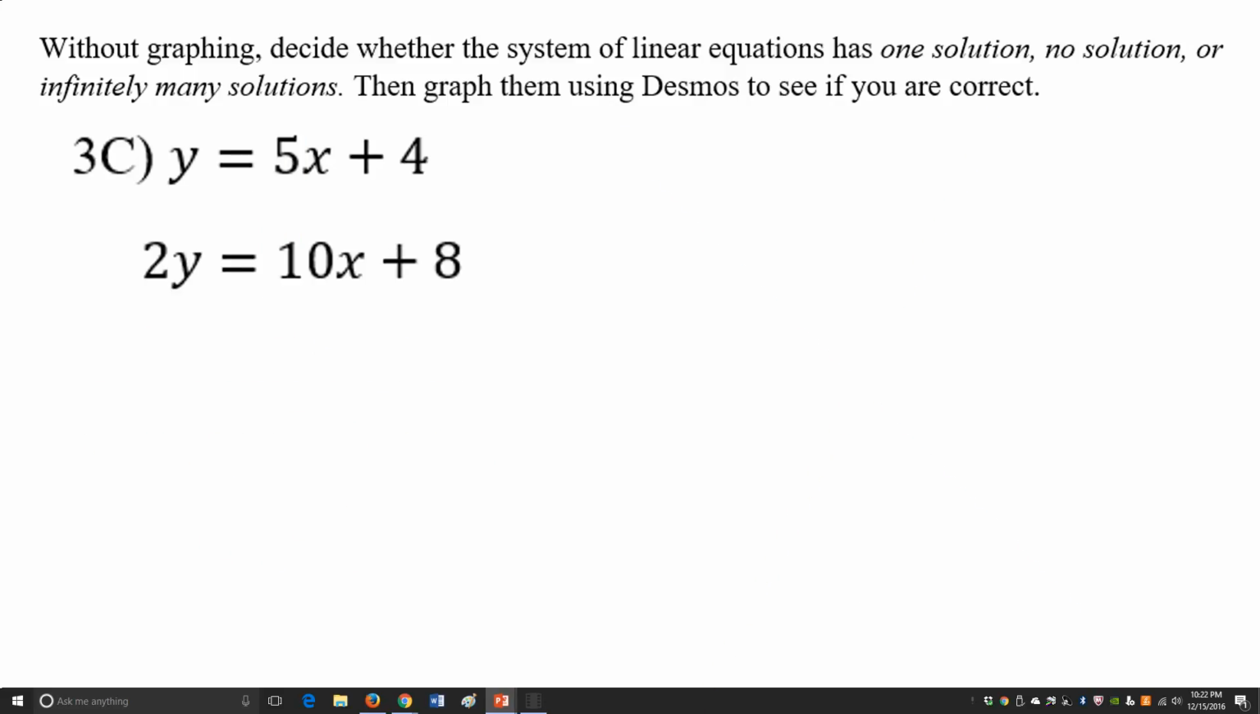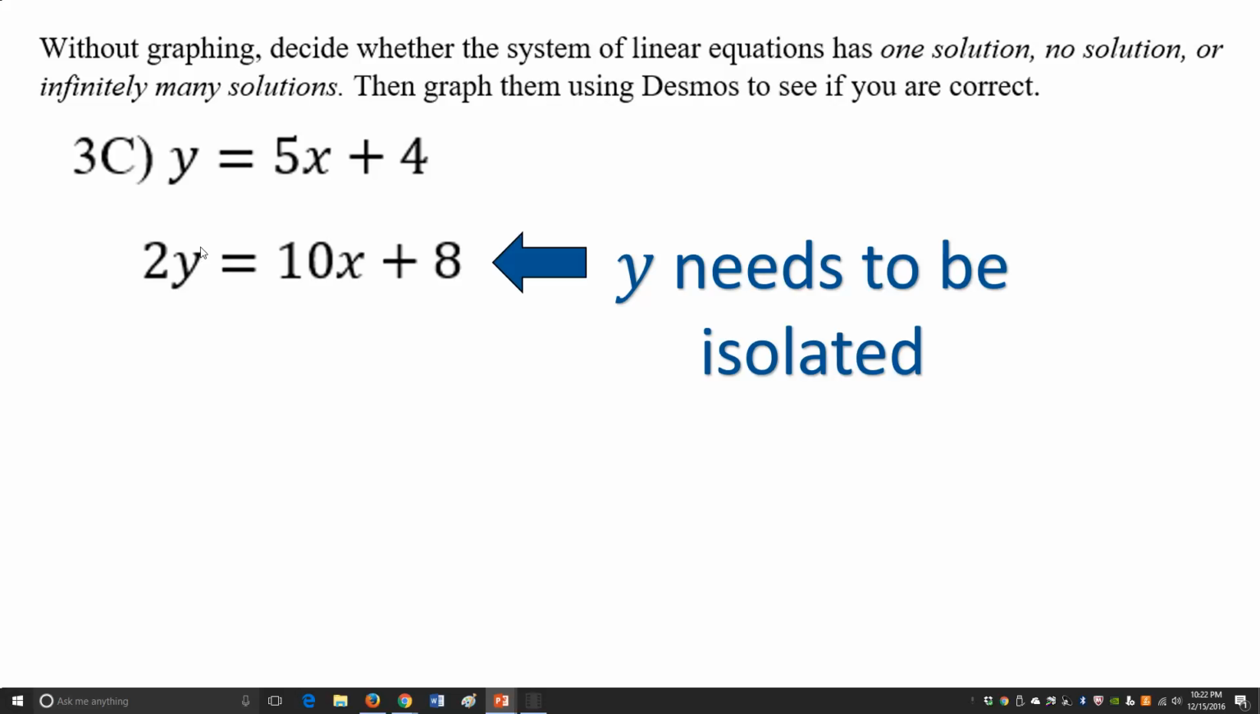3c, think about what you probably should do first. If you don't isolate y on the second one, oftentimes the common mistake is people think the slope is 10 and the y-intercept is 8. But it's not, because this is 2y, so y is not isolated. So we need to isolate y first, getting rid of 2 times y by dividing by 2, dividing by 2, dividing by 2. And this line will become y equals 5x plus 4.